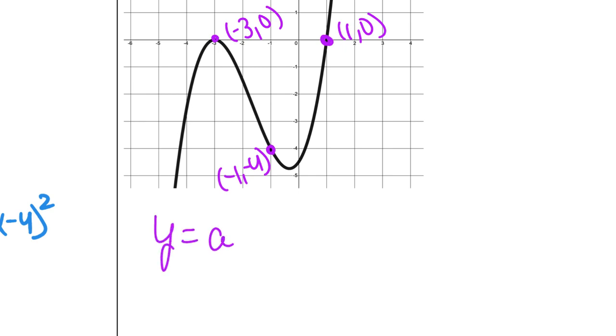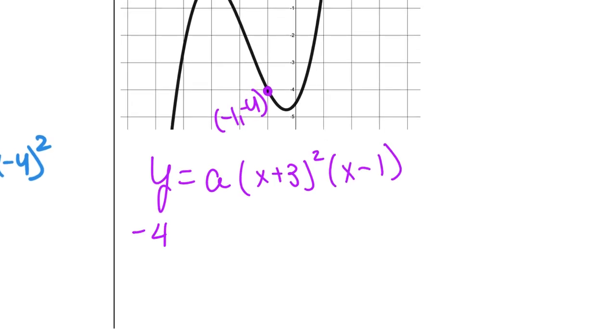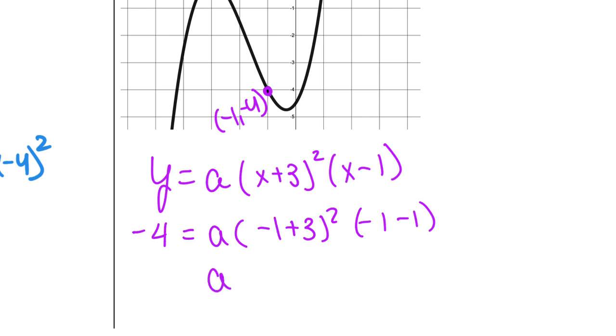Y equals a. Did you get x plus 3 squared? Yeah. Did you get x minus 1? Yeah. Why did I square it? Because it goes down. Because it bounced. Very good. Yeah, it's multiple. Okay. So then we're going to plug in our point. So we got -4 is our y. -1 is our x. So let's see if we can figure out our a value.